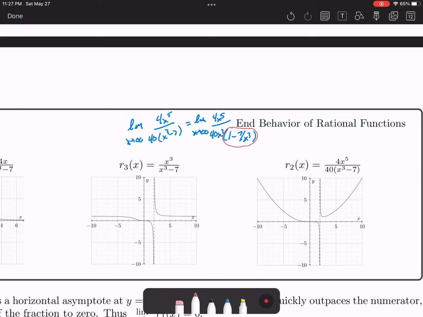And for all the same reasons, that parentheses, as x gets larger and larger, drops down to 1. So this function for large values of x looks like 4x to the 5th over 40x cubed. Our x's can cancel, and you're left with 1/10 x squared. We knew it was going to be x squared because it was 5th degree divided by 3rd degree. And that's our end behavior. It looks like x squared, or technically it looks like 1/10 x squared.